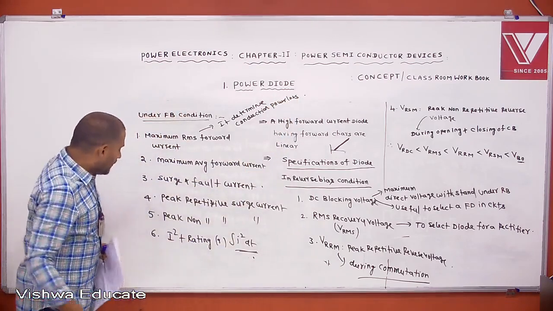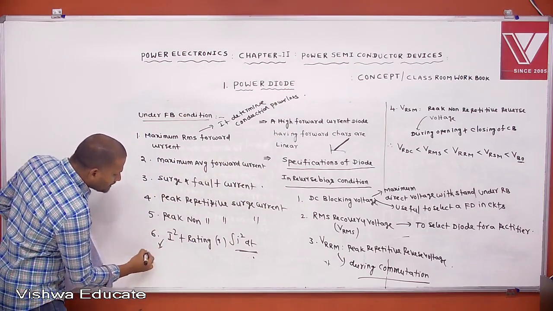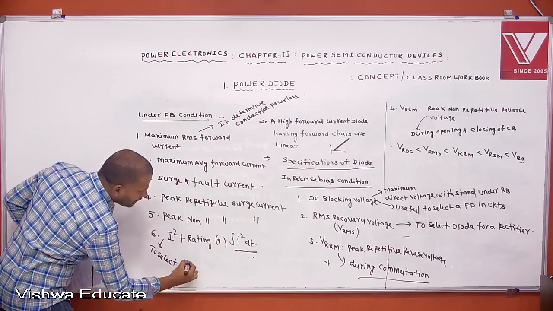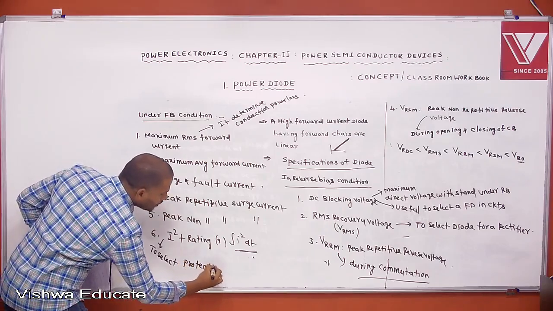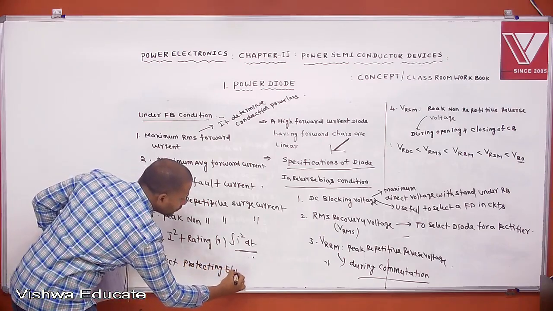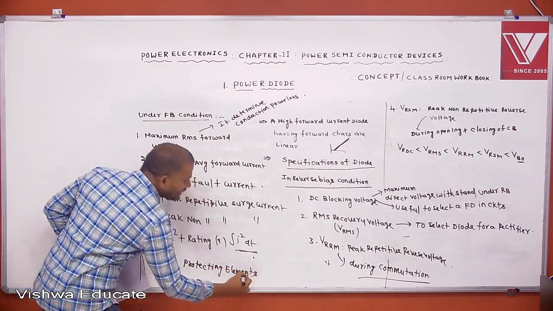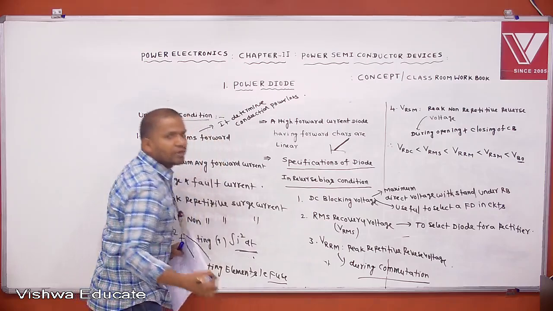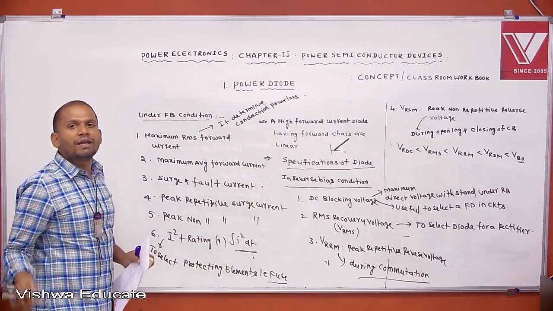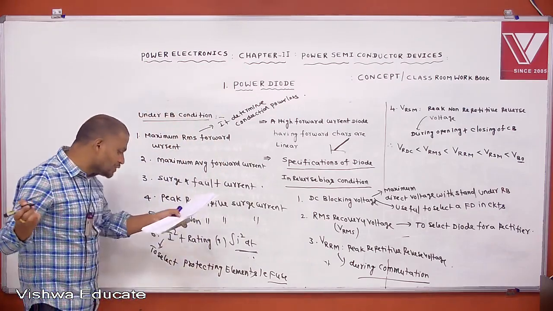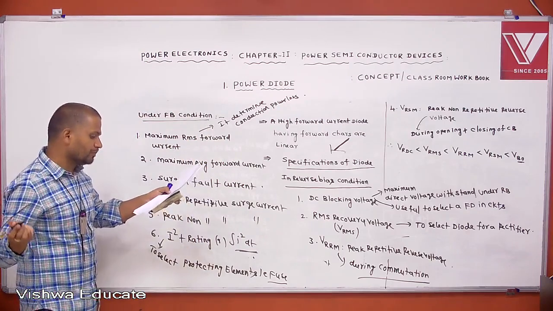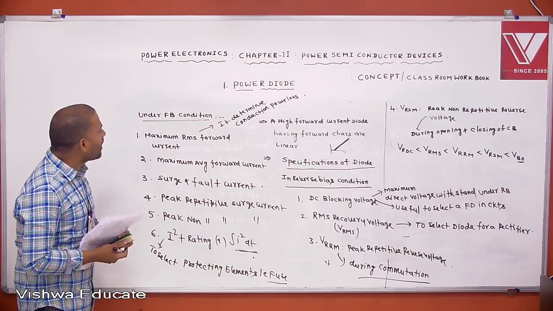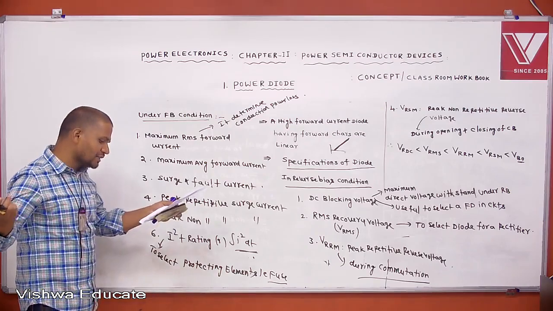Okay. Then what is the I square T rating? This is useful to select protecting elements, that is fuse, circuit breaker, like this. If you want to select protecting elements, then this I square T rating is more useful. Okay. This is about the importance of maximum RMS forward current, which determines the conduction power loss.